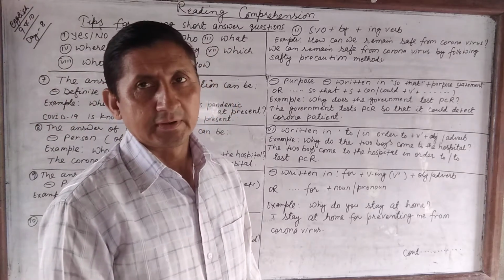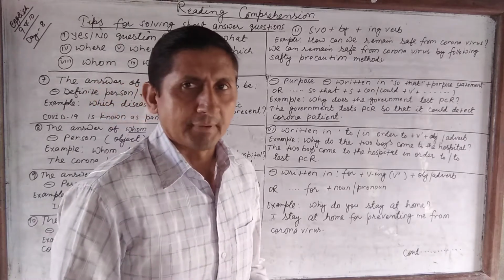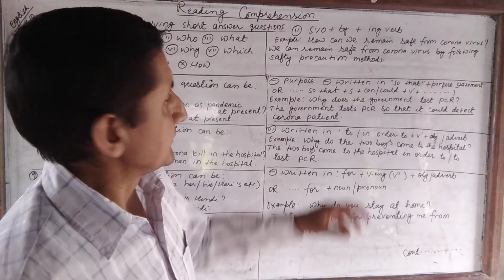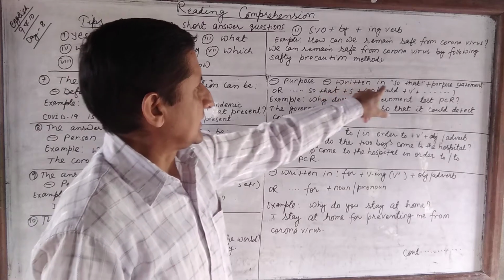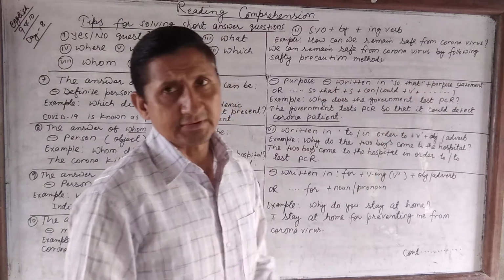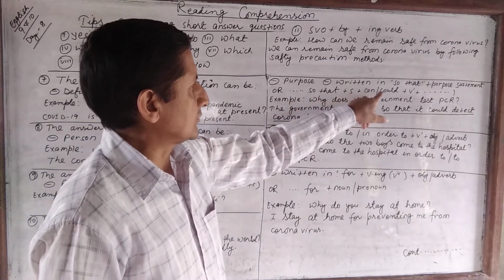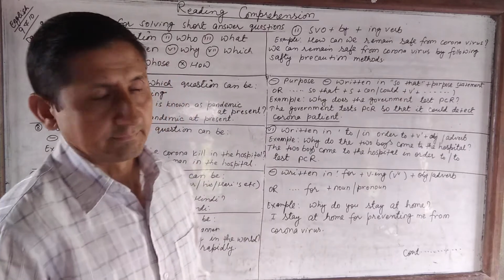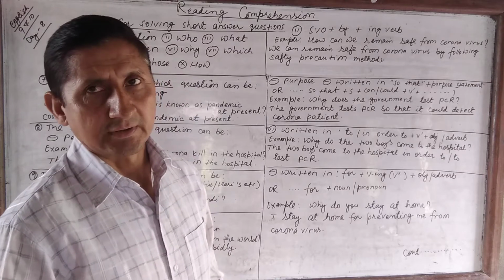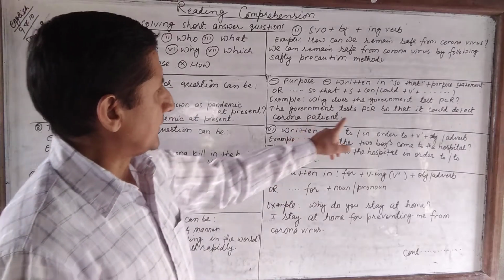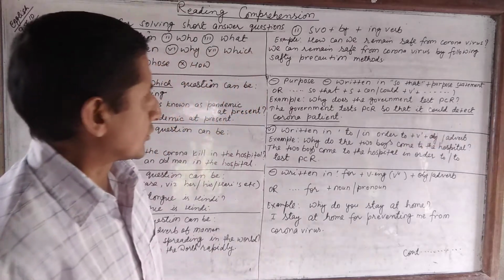Next, purpose. If the why question asks purpose, we write the purpose using this structure: so that plus purpose statement, or so that plus subject plus can/could plus V1. Let's see the example. Why does the government test PCR? The government tests PCR so that it could detect corona patients.